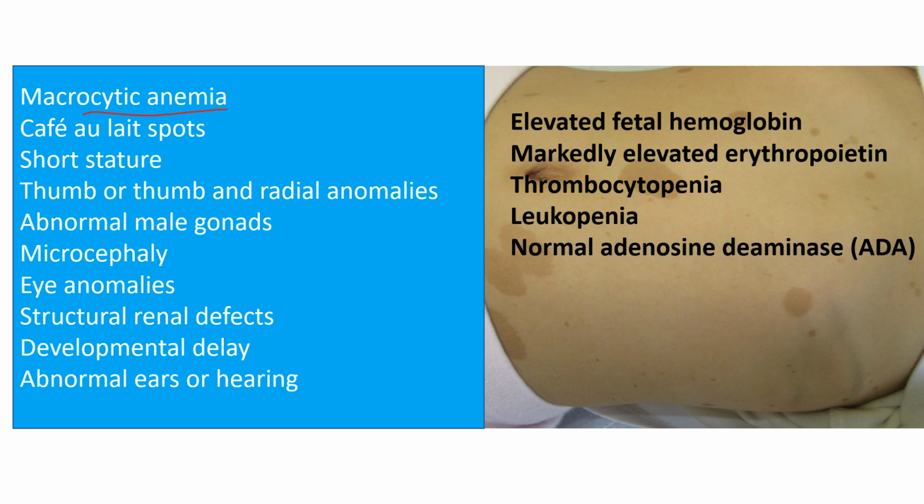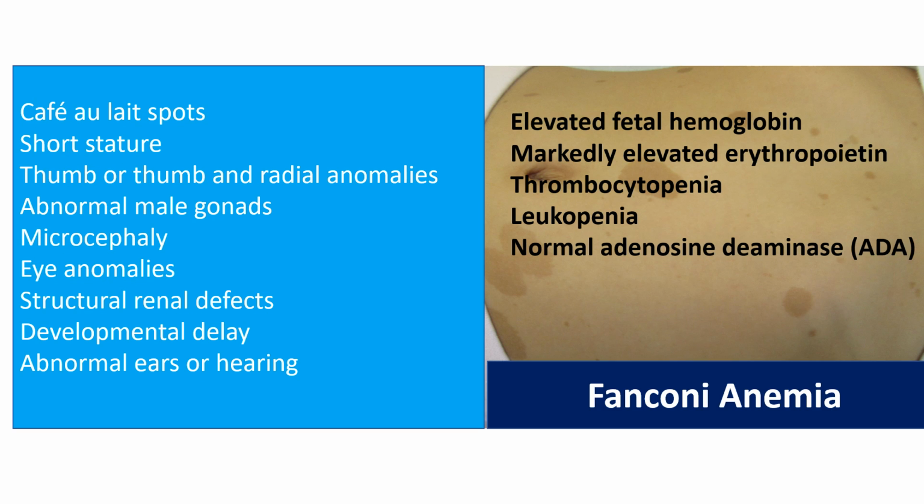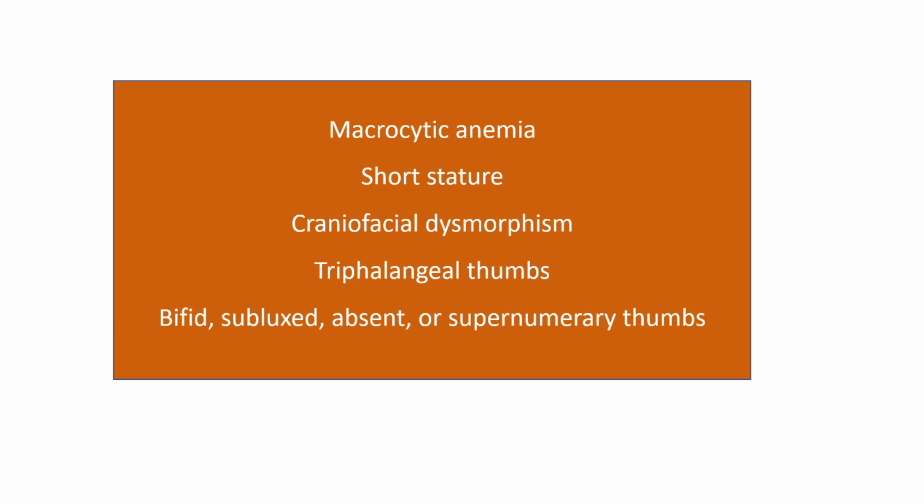Macrocytic anemia, café au lait spots, short stature, thumb or thumb and radial anomalies, abnormal male gonads, microcephaly, eye anomalies, structural renal defects, developmental delay, abnormal ears or hearing, elevated fetal hemoglobin, markedly elevated erythropoietin, thrombocytopenia, leukopenia, and normal adenosine deaminase or ADA. What is the most likely diagnosis? Fanconi anemia.